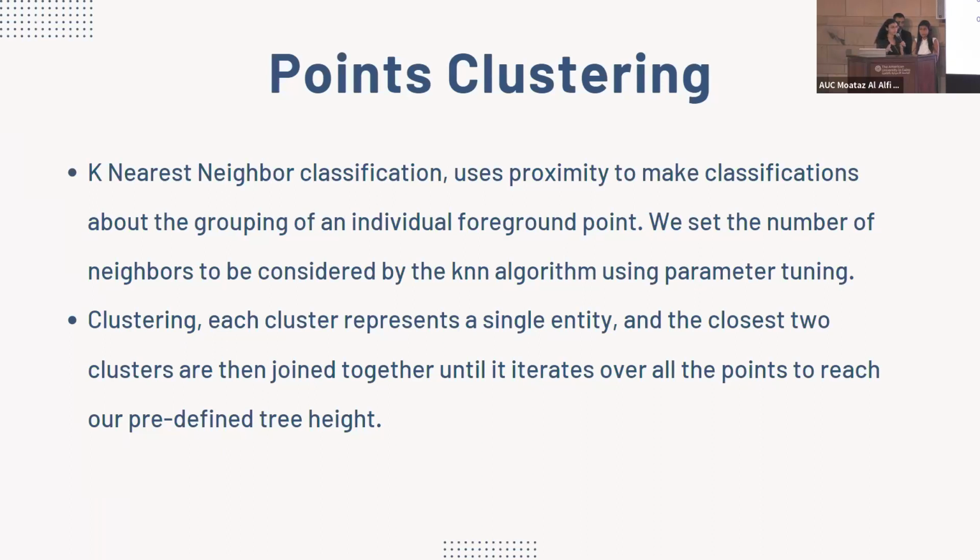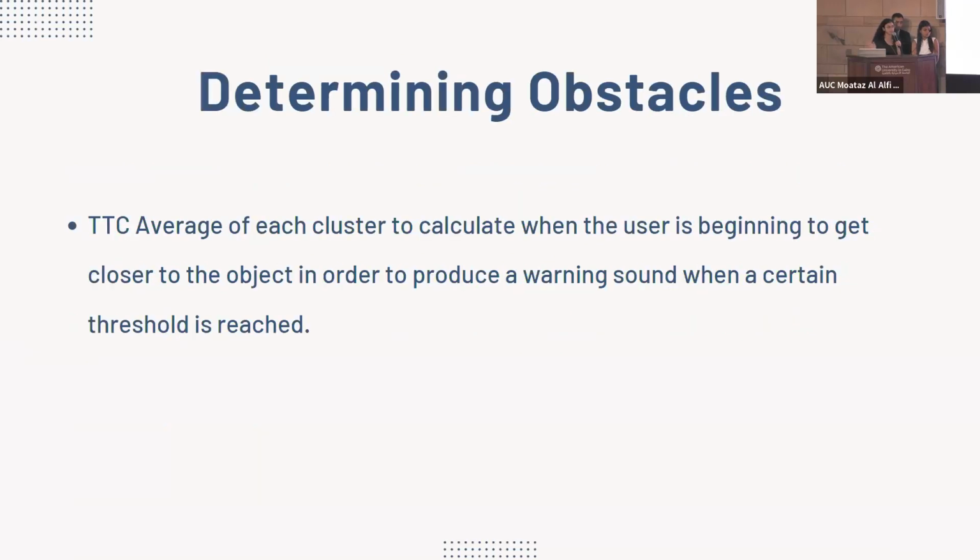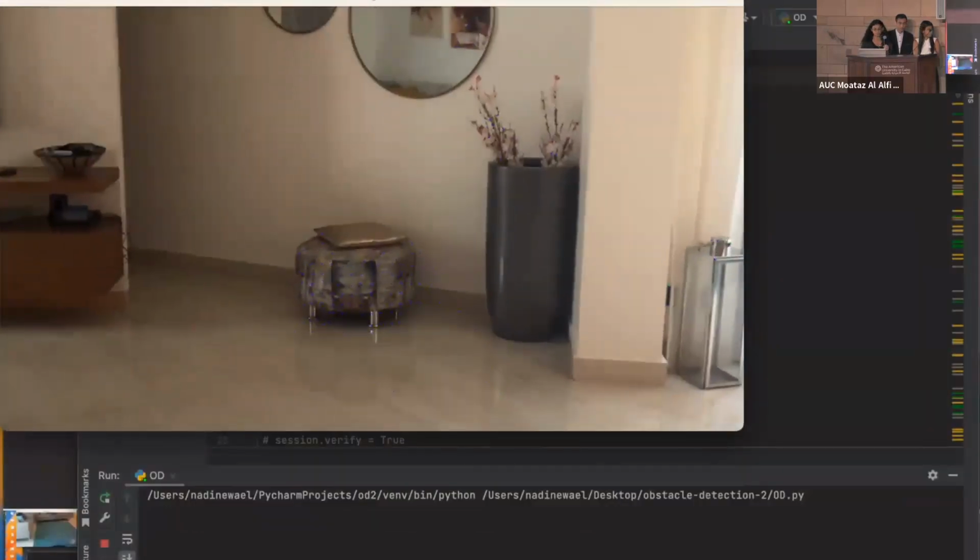Second is clustering. After you cluster, each cluster represents an obstacle that will be detected by the user when he is using the obstacle detection program. So lastly we calculate the TTC average, where each cluster is an obstacle for the user, and when it reaches a certain threshold, it starts to make a beeping sound so that it can alert the user that there is an obstacle in front of them that they need to take care of. And this is a demo of me trying it out at home.